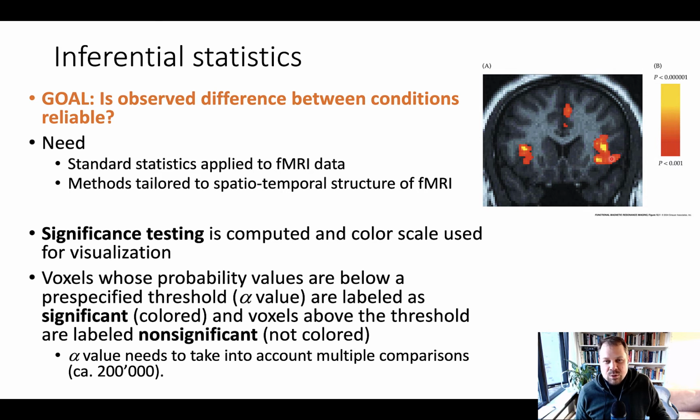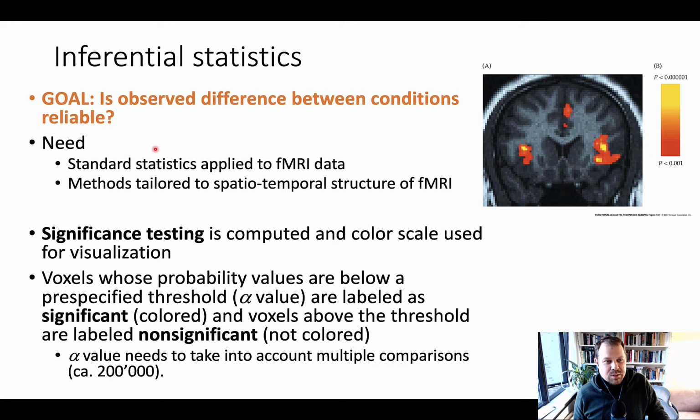and shows in the colored voxels those voxels that survive some statistical threshold. So an alpha value here, right? In this case, let's say this is a block design that's generating this map where we look at the difference between a control and a treatment condition. And those voxels are showing significantly greater signal in the treatment condition compared to the control condition. So the goal here is, what's the observed difference between conditions, and is this difference reliable?